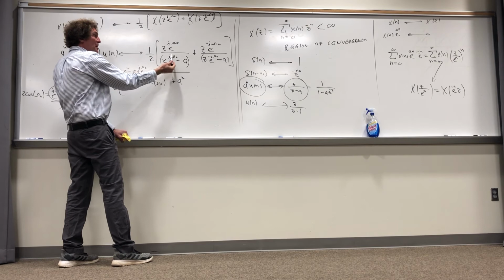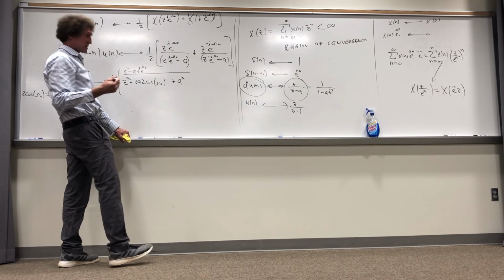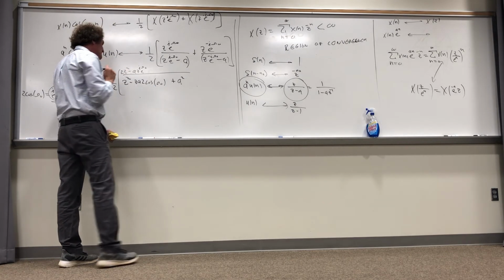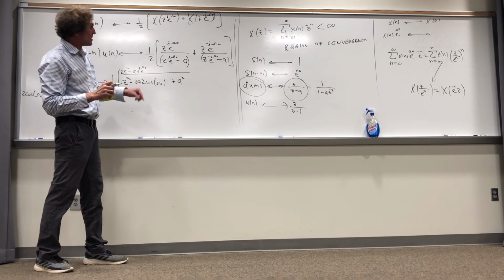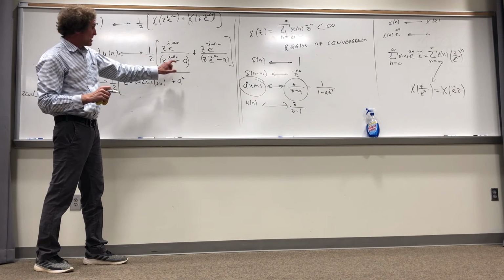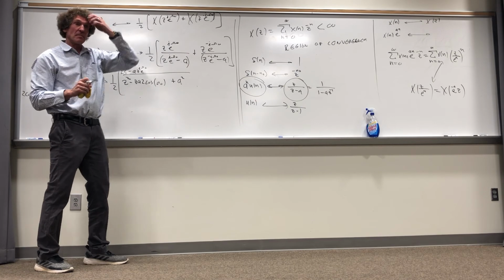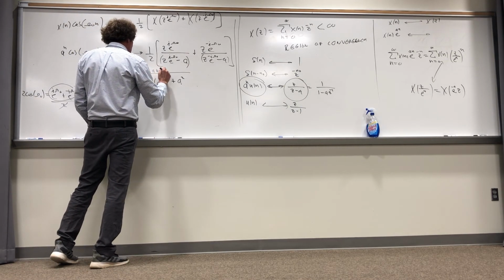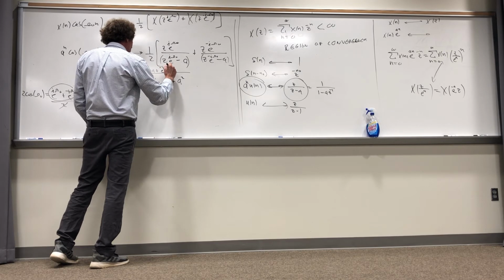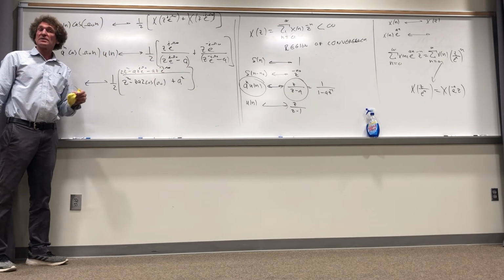Well, z e to the j omega naught times z e to the minus j omega naught is z squared, right? So that gives me a 2z squared, doesn't it? And what about the next part? Minus a z e to the minus j omega naught, right? So I have minus a z e to the minus j omega naught. How many see what's up now? Look at these two.